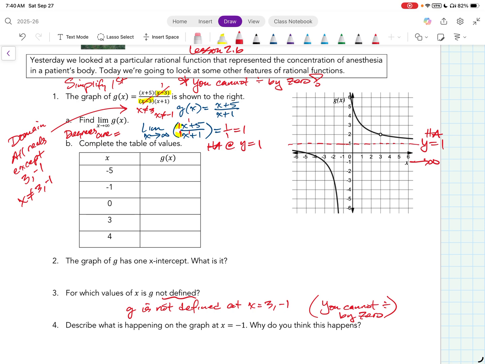And now what we're going to do is evaluate the table. So let's go for it. At -5, you substitute it in. So g of -5, and again, I'm using the simplified function here, x plus 5 divided by x plus 1. You substitute -5 in there, you get 0 divided by -4, which is obviously 0. And then you substitute -1 in there, you get -1 plus 5 divided by -1 plus 1. That's 4 divided by 0. That's undefined.